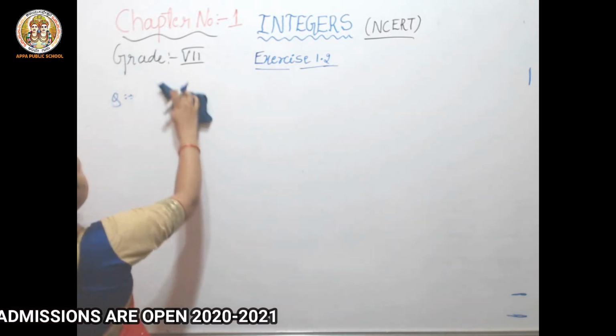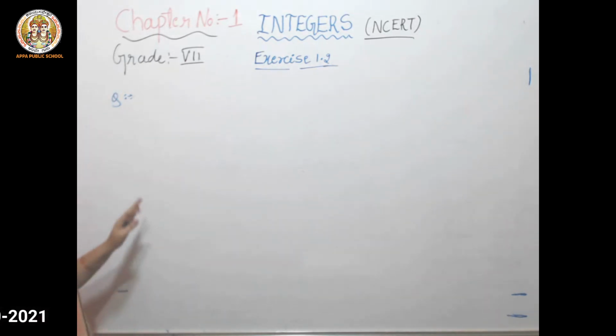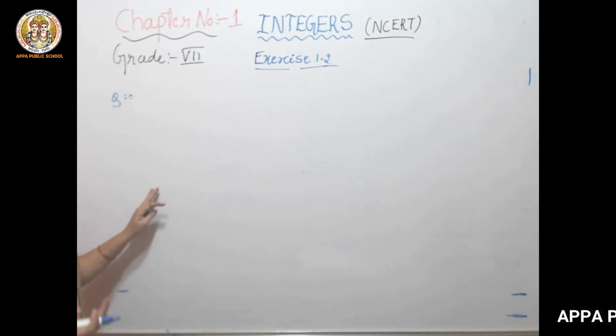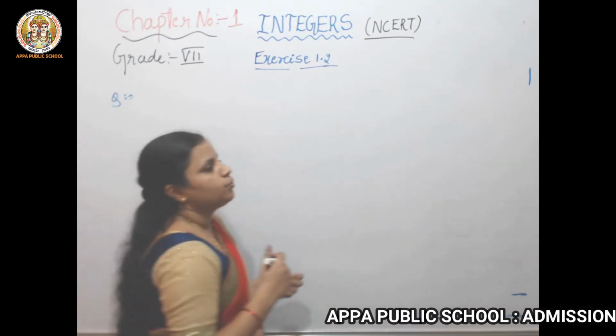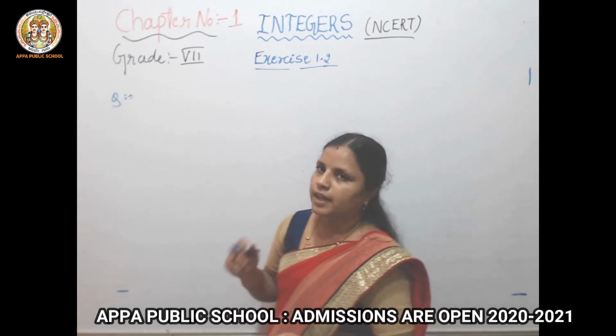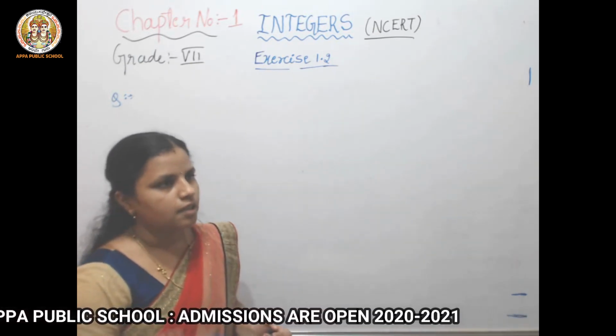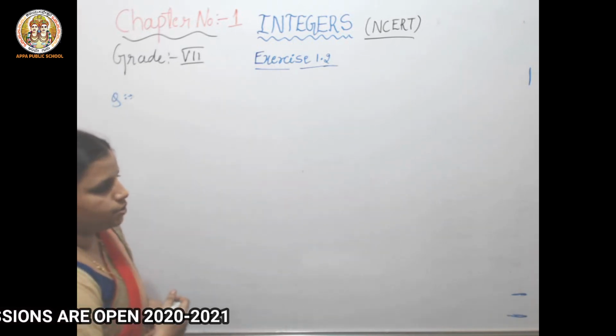What do you mean by commutative property? For all a, b belonging to Z, a plus b is equal to b plus a. This is the commutative property. And the associative property: for all a, b, c belonging to Z, a plus b plus c is equal to a plus b plus c, grouped differently. This is the associative property.